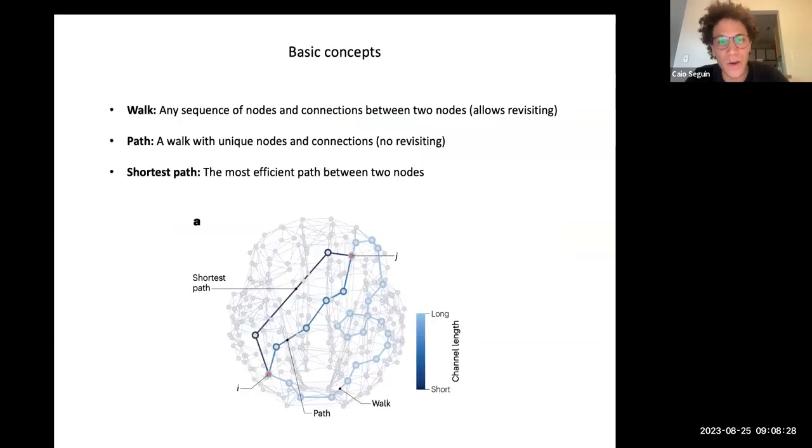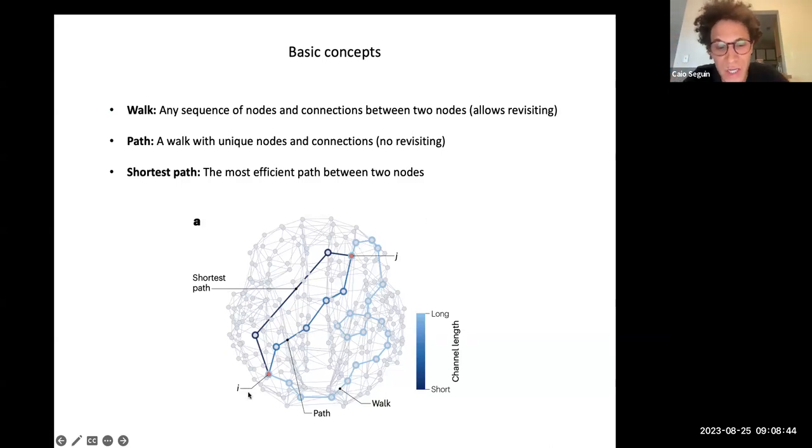Okay, so to start with some basic concepts, I'm going to focus on the human connectome. So we have here a toy human connectome. A walk on a graph is any sequence of nodes and connections that link two nodes of interest.